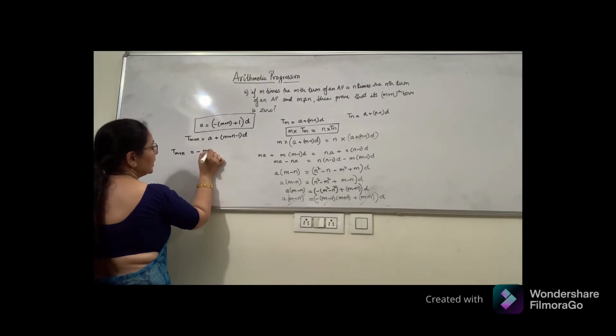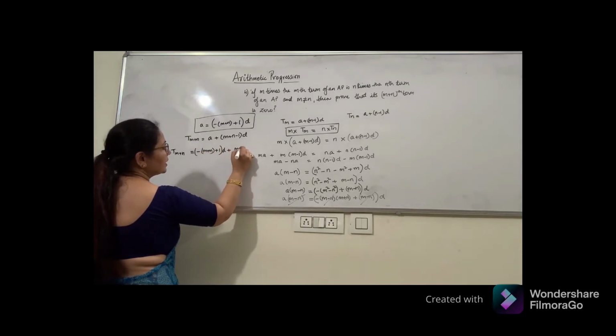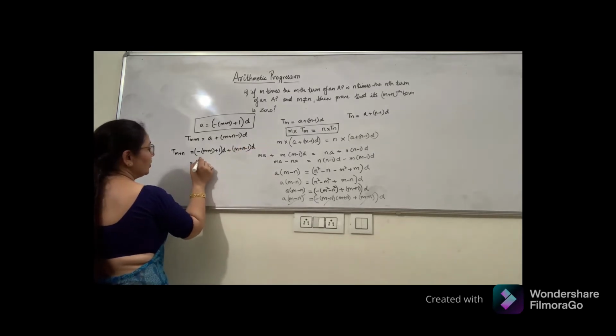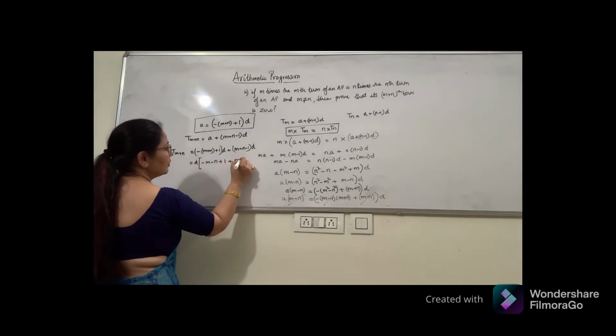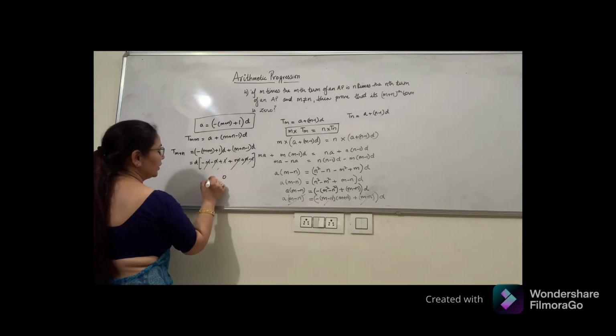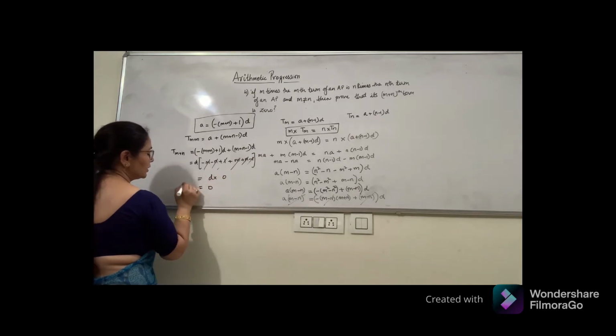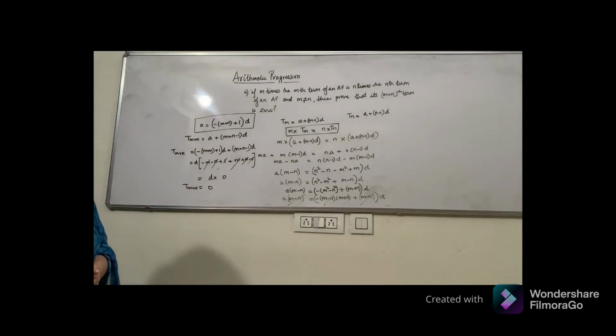Minus m plus n bracket plus 1, and that is d, and here I'll get m plus n minus 1 d. Taking d common, I'm left with minus m minus n plus 1 plus m plus n minus 1. So if I see, all the terms are getting cancelled. Okay, so I'm left with 0 here. So d into 0 is 0. So this is proved. M plus n term has come out to be 0. Okay, so pause the video to note it down.